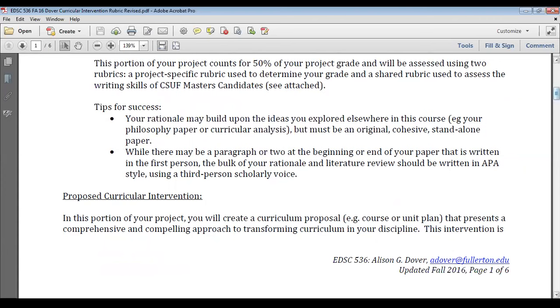And in terms of writing in first and third person, there may be a paragraph or two at the beginning or end of your paper that's written in the first person. The bulk of your rationale and literature review should be written in APA style using a third person scholarly voice. So when you're analyzing other people's scholarship and other people's research, you'll speak about it in the third person.